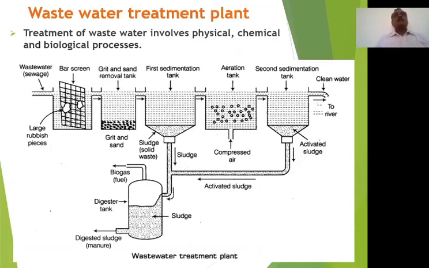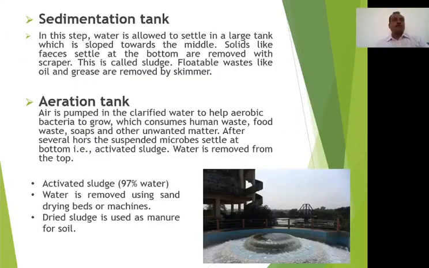Now the wastewater is transferred to the sedimentation tank. See in the picture. In this step, water is allowed to settle in a large tank, which is sloped towards the middle. Solids like feces settle at the bottom and are removed with the scraper. This is called sludge. Floatable waste like oil and grease are removed by the skimmer, as you can see in the diagram.